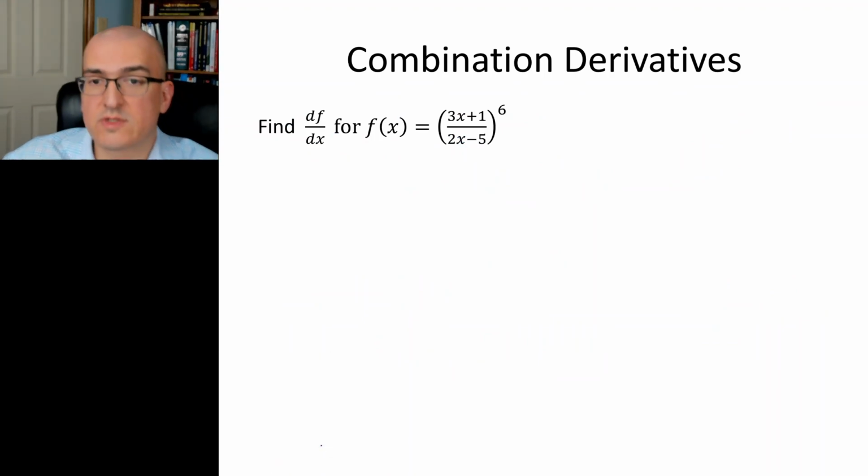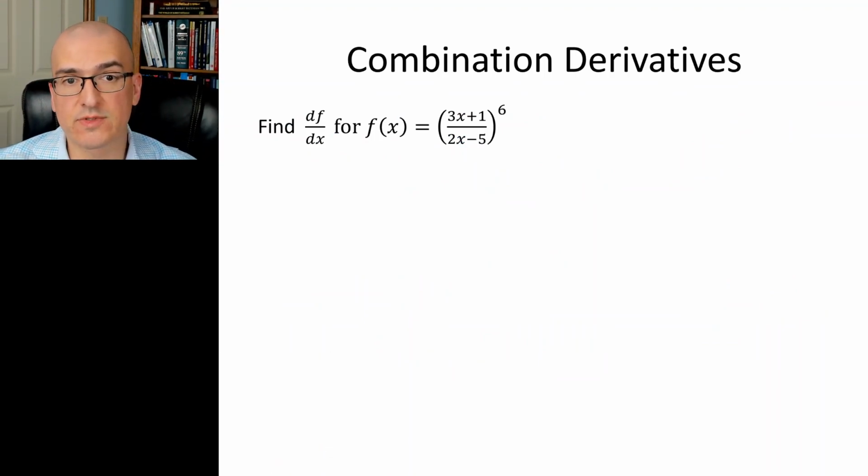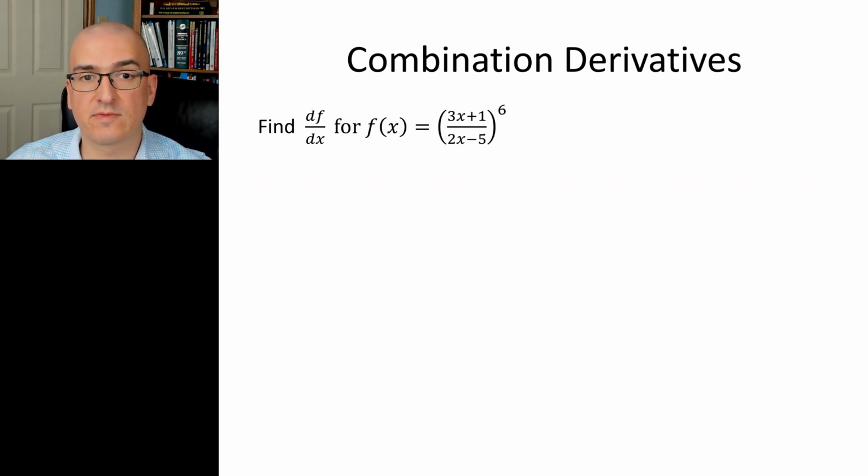There's rules, and there's derivatives where you have to combine rules. So a combination of a product rule and a chain rule, or a combination of a quotient rule and a chain rule. This is that case. This is a combination of a quotient rule with a chain rule, and there's a few ways to do it. I'm going to show you the easiest way.